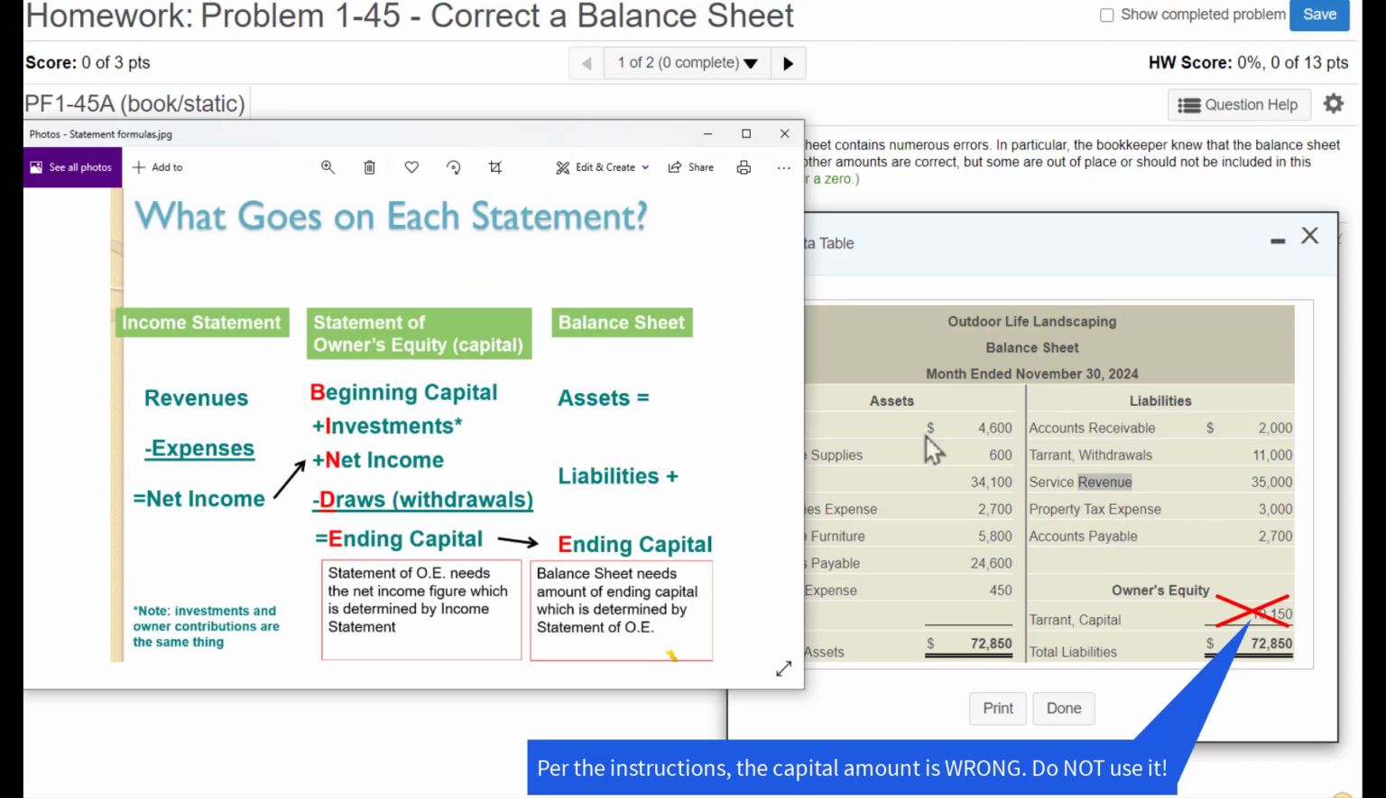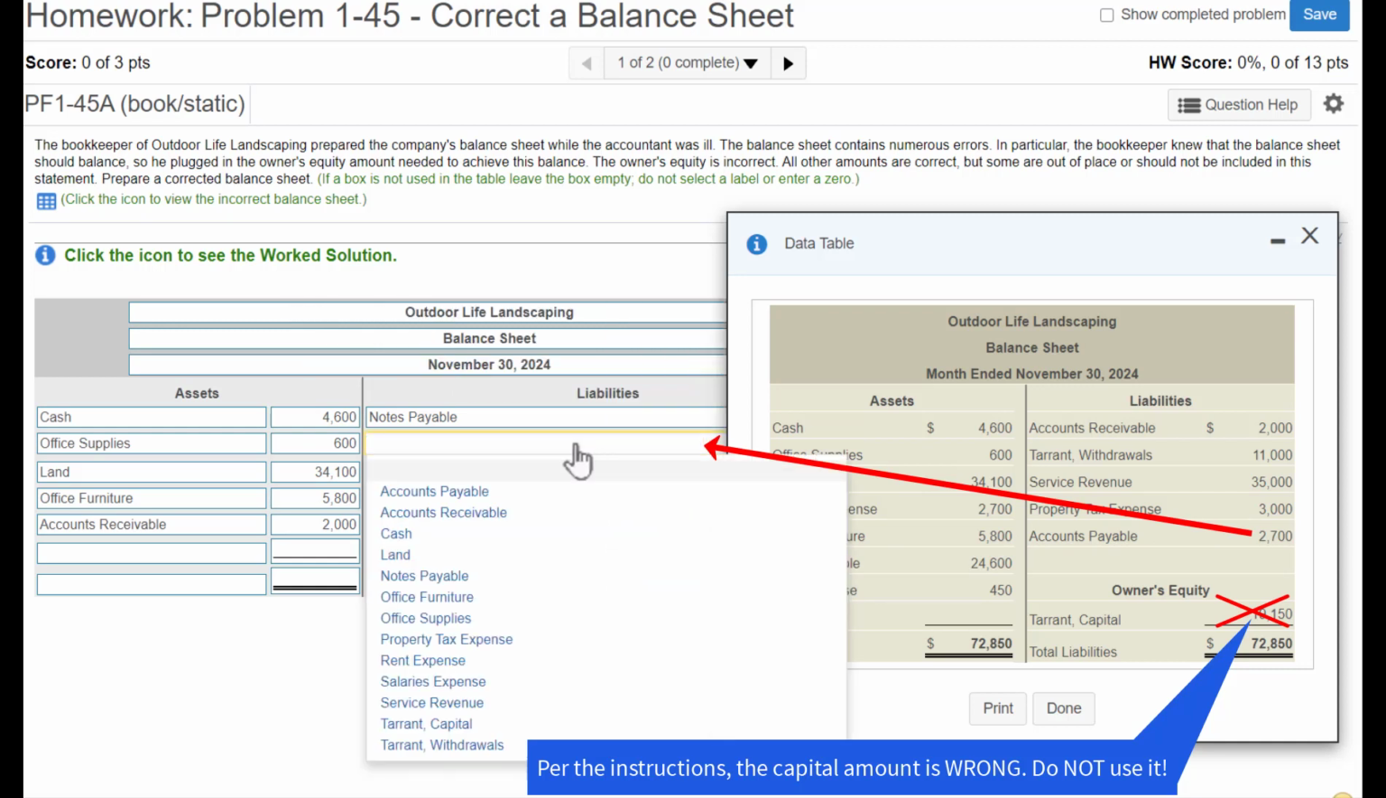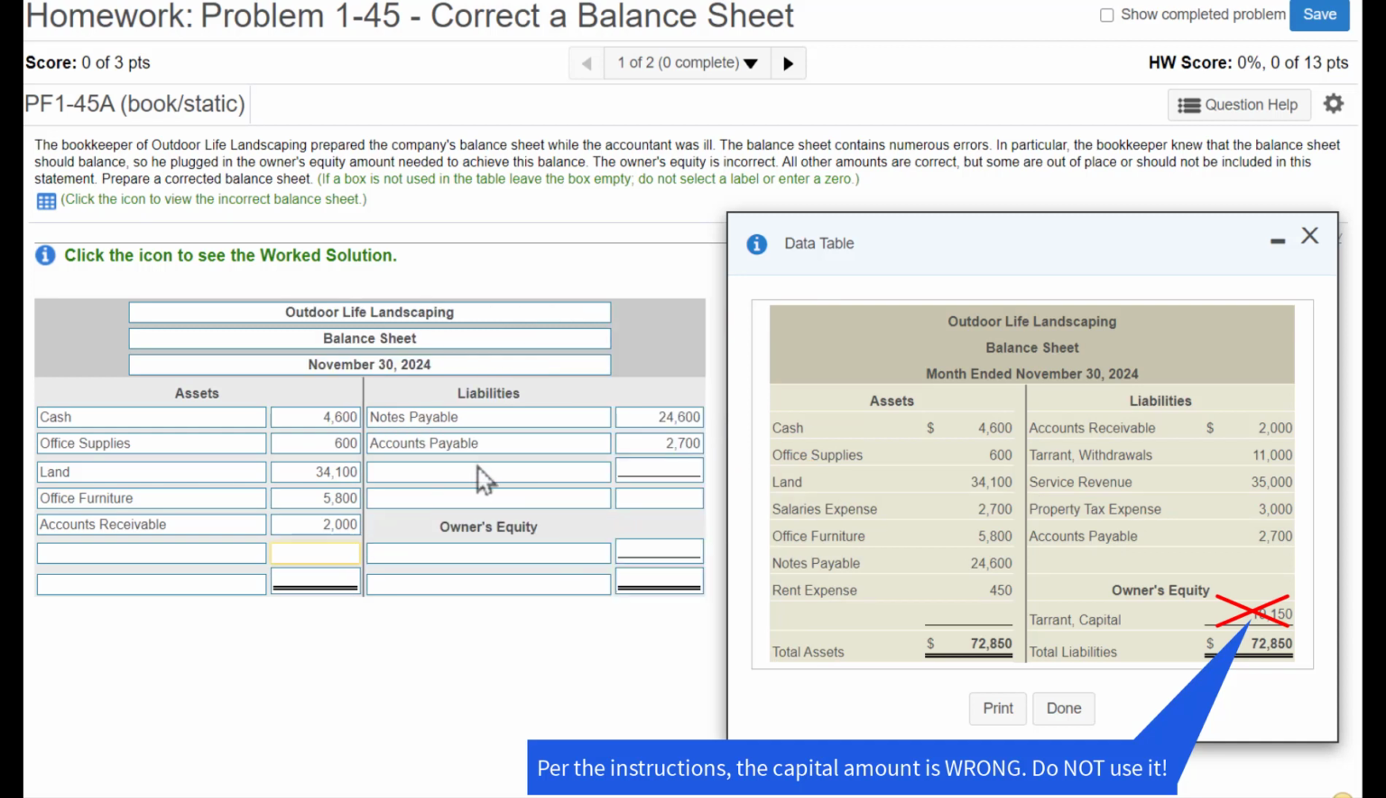And finally, we got accounts payable. So accounts payable, at least you got that right. Accounts payable is a liability. Now traditionally, accounts payable is listed first. It's bugging me that accounts payable is not first. Well, anyway, we'll leave it there. In the real world, you'd want to put accounts payable first, and later on in the quarter, you'll find out why.